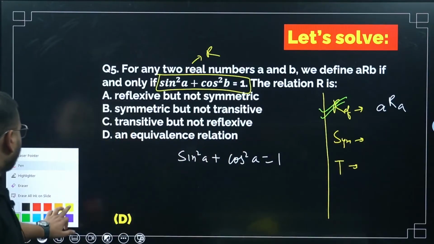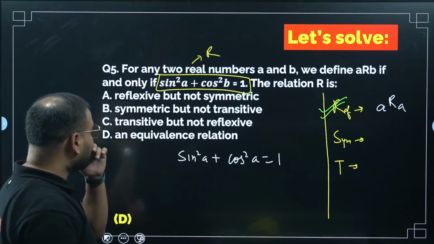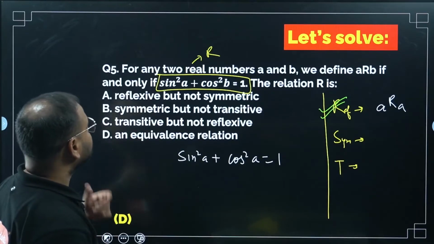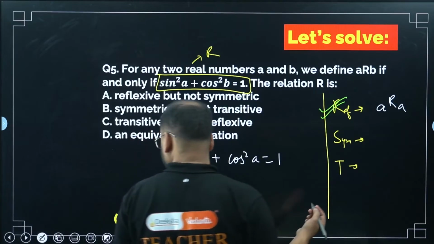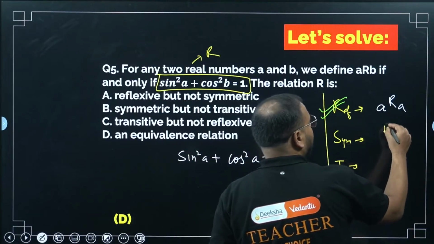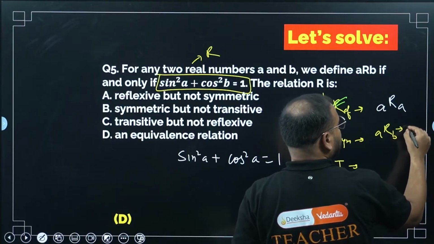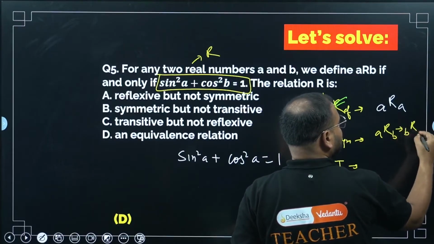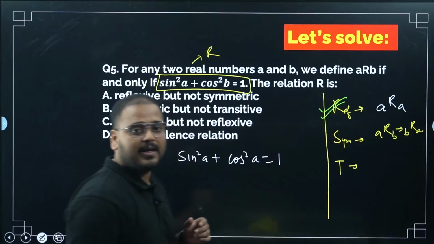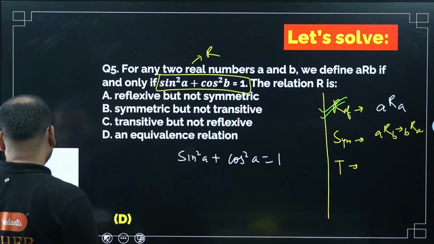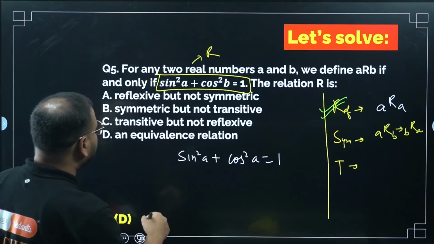Okay, sir. Moving on. What about symmetric, sir? Let's see. For symmetric, if you recall, ARB, then BRA has to be there. Okay, let's take ARB.